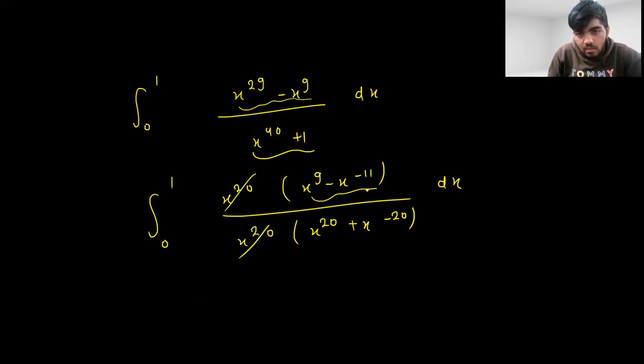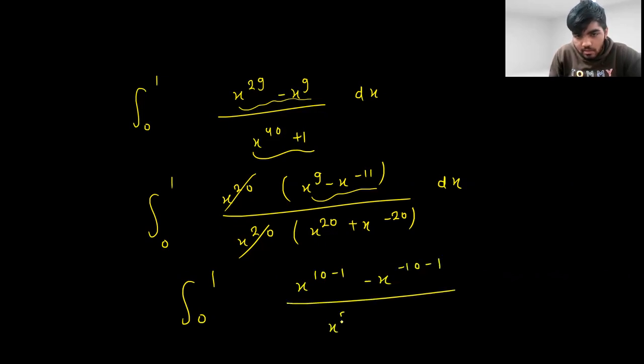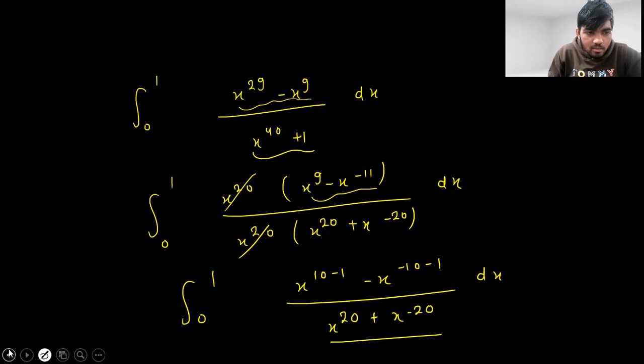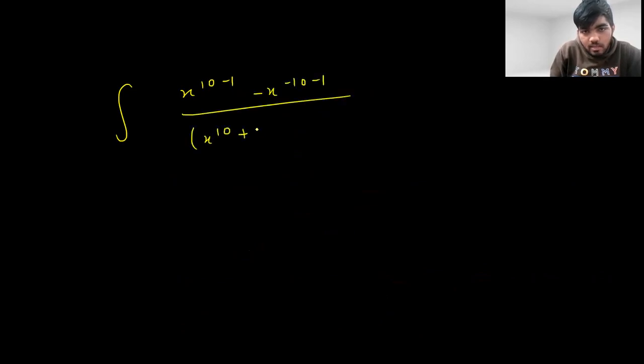Now you can rewrite this in this form: (x^(10−1) − x^(−10−1)) divided by (x^20 + x^(−20)) dx. Now you can rewrite this as (x^(10−1) − x^(−10−1)) divided by ((x^10 + x^(−10))^2 − 2). So now what is this thing?